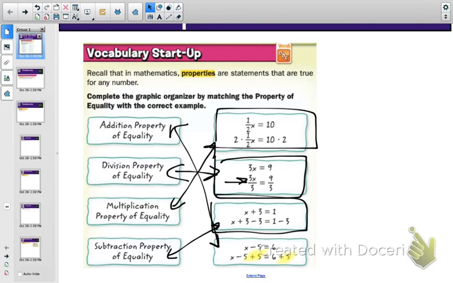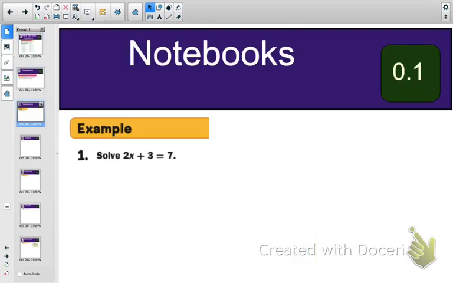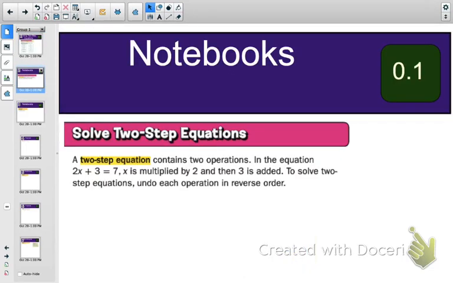Okay, onward. A two-step equation contains two operations. An operation is like addition, subtraction, multiplication, division, etc. In the equation 2x plus 3 equals 7, x is multiplied by 2, and then 3 is added. So that's your first step. First step is multiplying by 2, second is adding 3. To solve two-step equations, you undo each operation in reverse order.